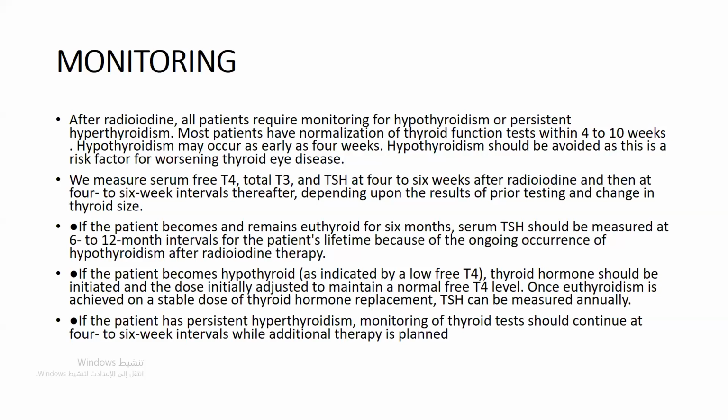If the patient becomes hypothyroid, thyroid hormone should be initiated and the dose initially adjusted to maintain a normal free T4 level. Once euthyroidism is achieved on a stable dose of thyroid hormone replacement, TSH can be measured annually. If the patient has persistent hyperthyroidism, monitoring of thyroid tests should continue at 4 to 6 week intervals, with additional therapy planned.